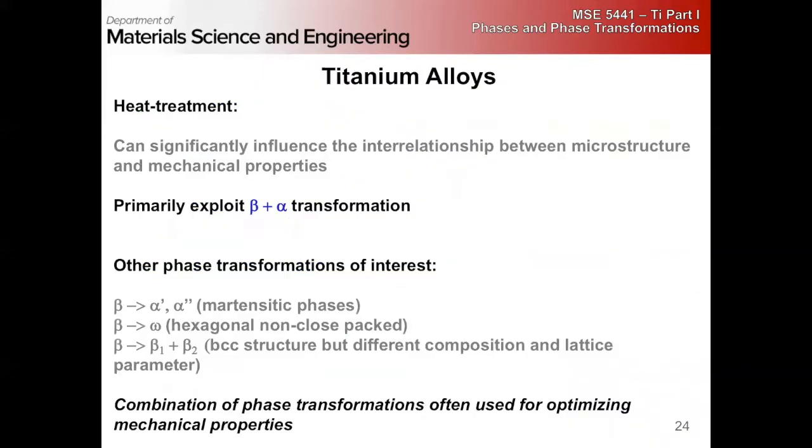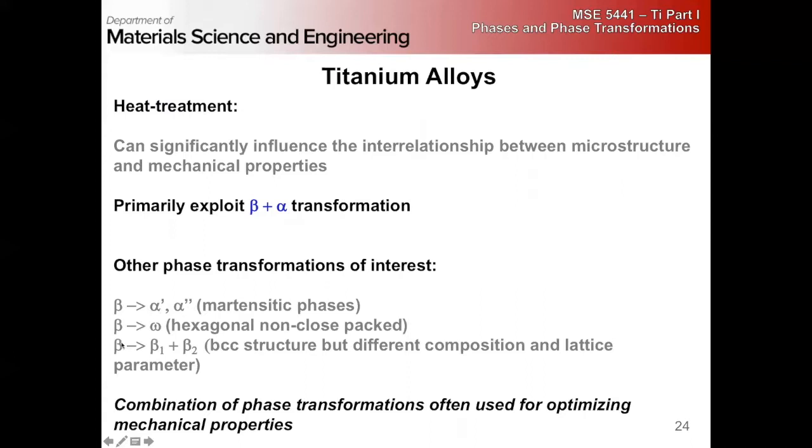So that's where we're going to spend a bit of time today. We have a lot of opportunity to tweak our microstructure and really go after properties in the alpha plus beta. Primarily, we're messing around with the beta to beta plus alpha transformation, but we also have other phases that can form, right?